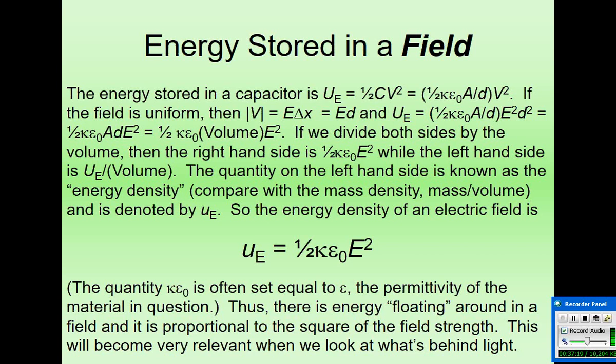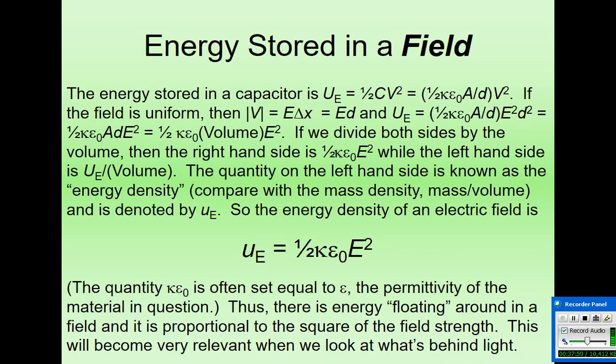And this subsequently allows us to say that the electric potential energy is 1/2 times kappa times epsilon naught times A times d times E squared. And A, the cross-sectional area, the area of a plate, times the thickness d, that's the volume of the capacitor. And so the electric potential energy is 1/2 times kappa times epsilon naught times the volume times E squared.